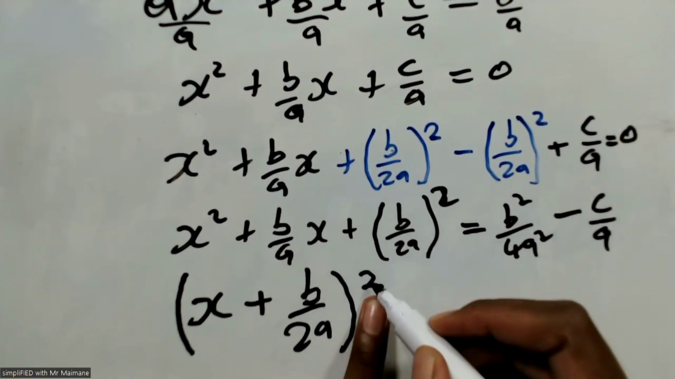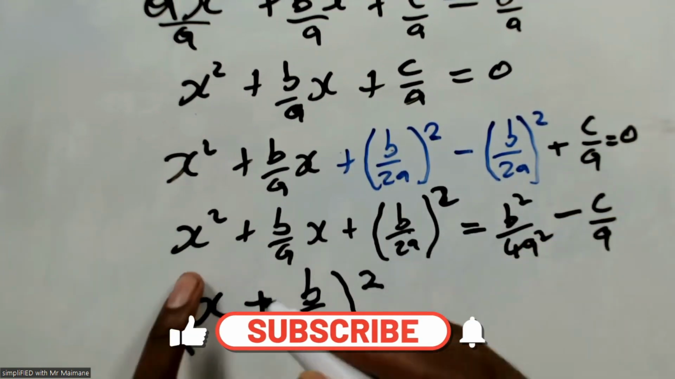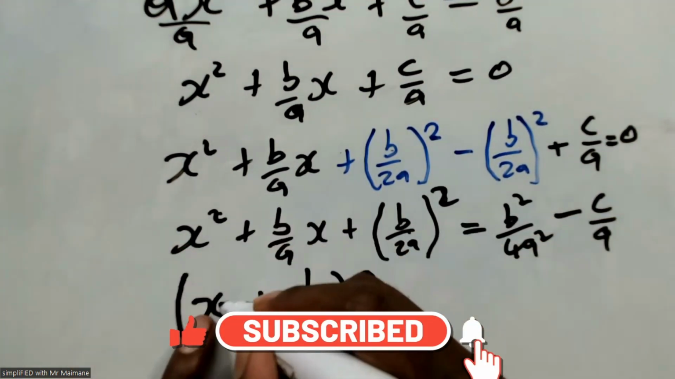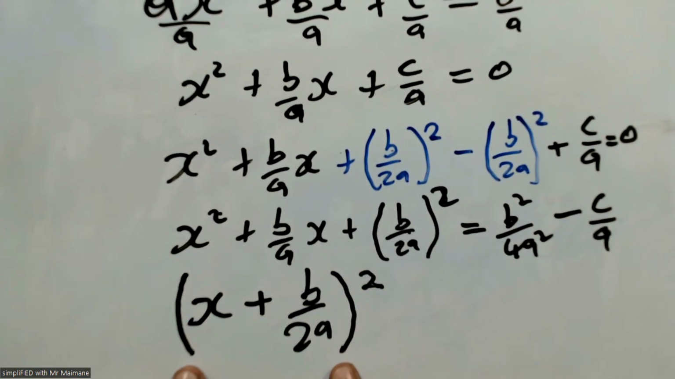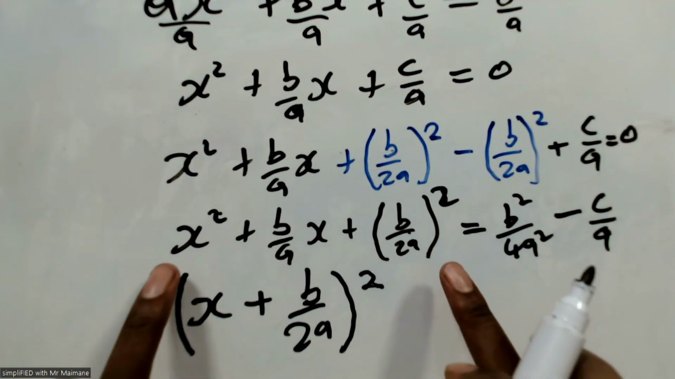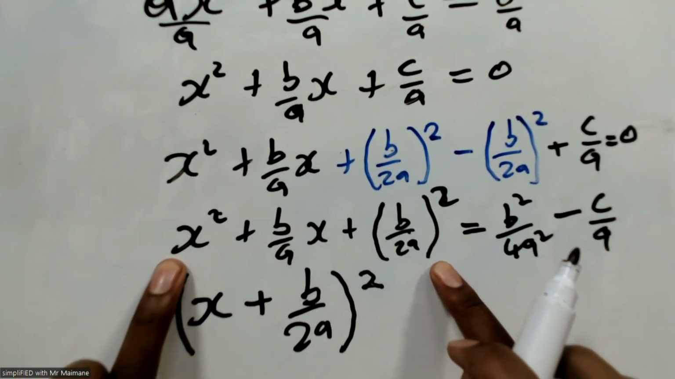Squaring this, the square represents the square for this part. The square also represents the square for this part, but this part here, you can get it from here. If you take this part and simplify it, it will take you back to this because it's completing a square.